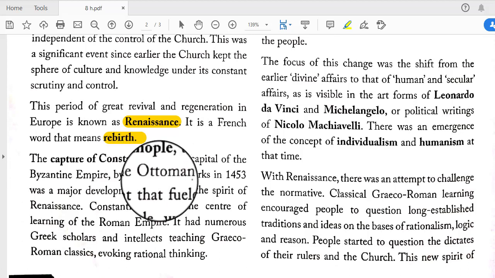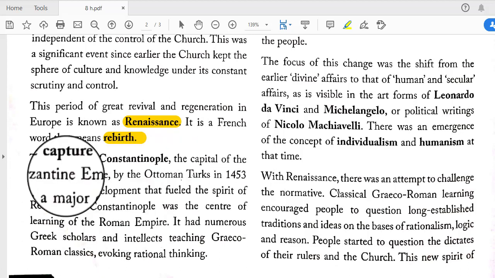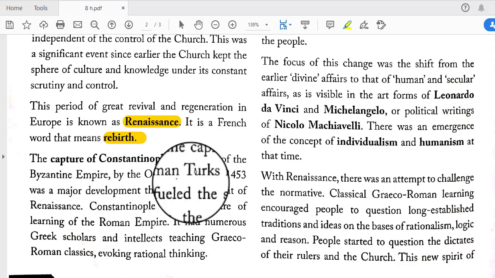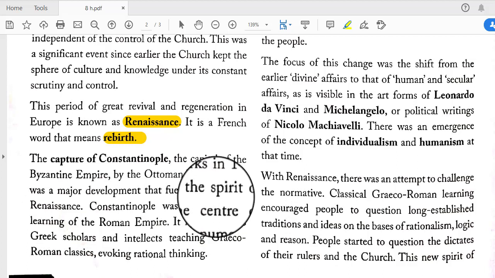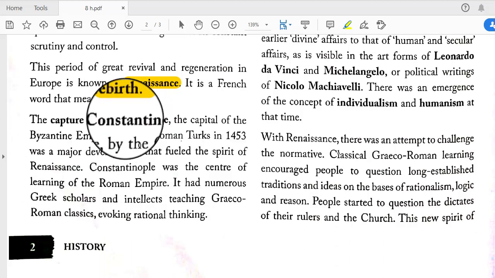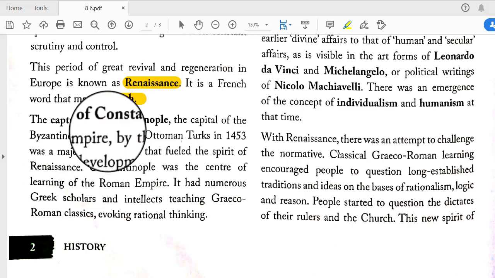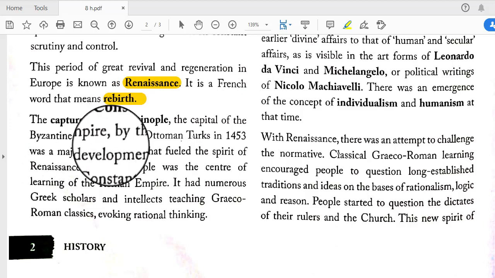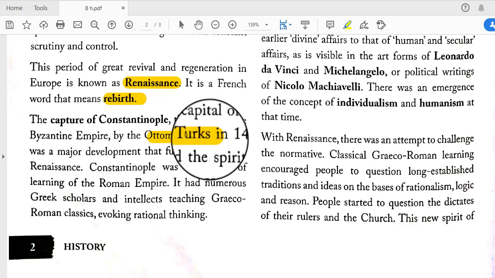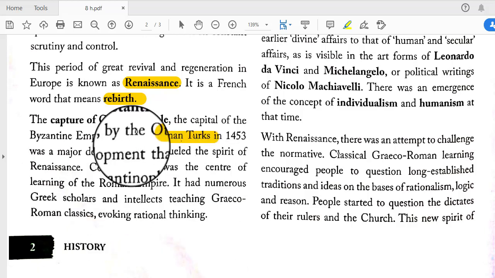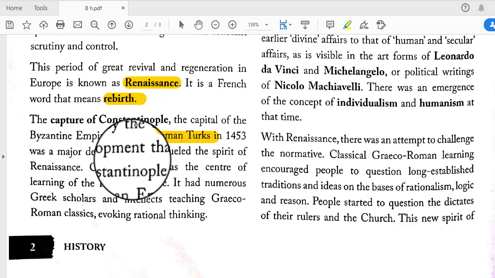The capture of Constantinople, the capital of the Byzantine Empire, by the Ottoman Turks in 1453 was a major development that fueled the spirit of Renaissance. So the capture of Constantinople, the capital of the Byzantine Empire, by the Ottoman Turks in 1453 led to a lot of development in Europe, and this spirit is called Renaissance.